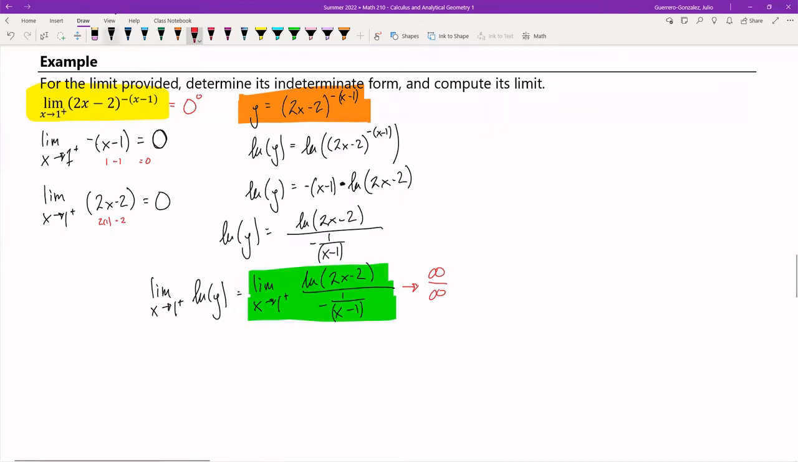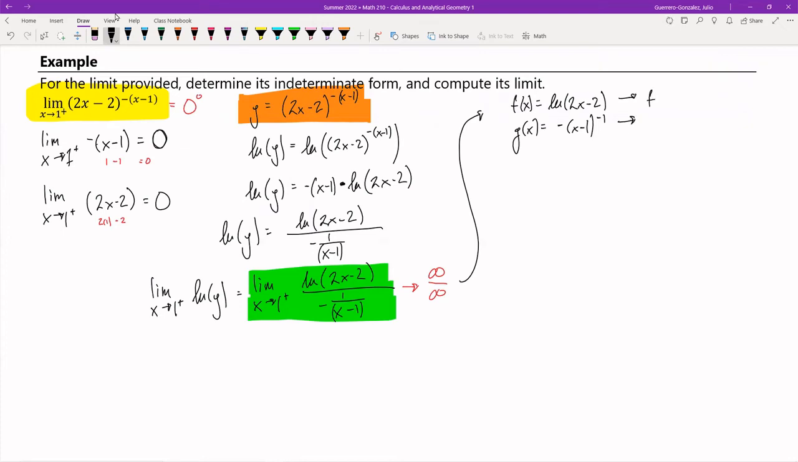Okay. So I'm going to go ahead and crawl up here. So my f of x, I'm going to say, is my ln of 2x minus 2, and my g of x is going to be the minus 1 over, and I'm going to change it up a little bit. It's going to be minus x minus 1 to the negative 1 power. Okay. The reason why I do that is because now I can take the derivative a little easier, right?